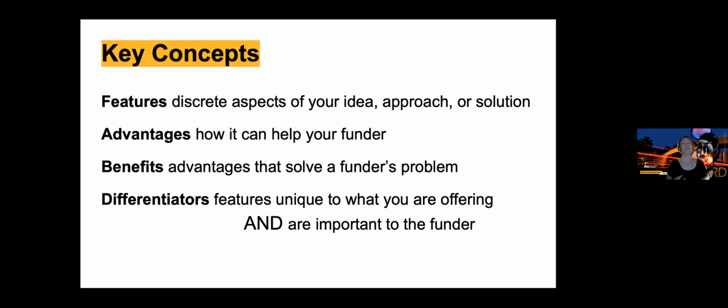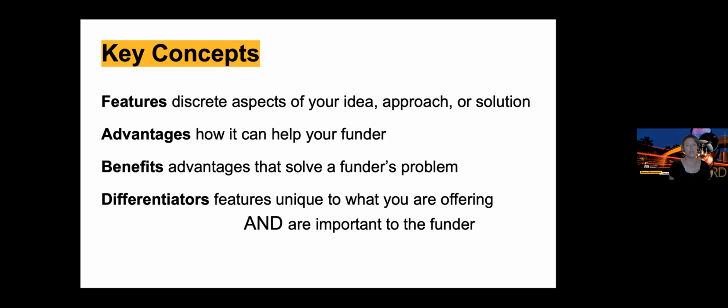Benefits, advantages that solve a funder's problem. So now I've transformed my advantage into a benefit to say, look, my thing can improve X about my funder, and that drives a benefit, which usually has to do with time, energy, money. So it increases knowledge, which decreases time for discovery. Something along those lines. And we'll go through some examples, but that's up to you to decide how it advantages or solves a funder's problem.